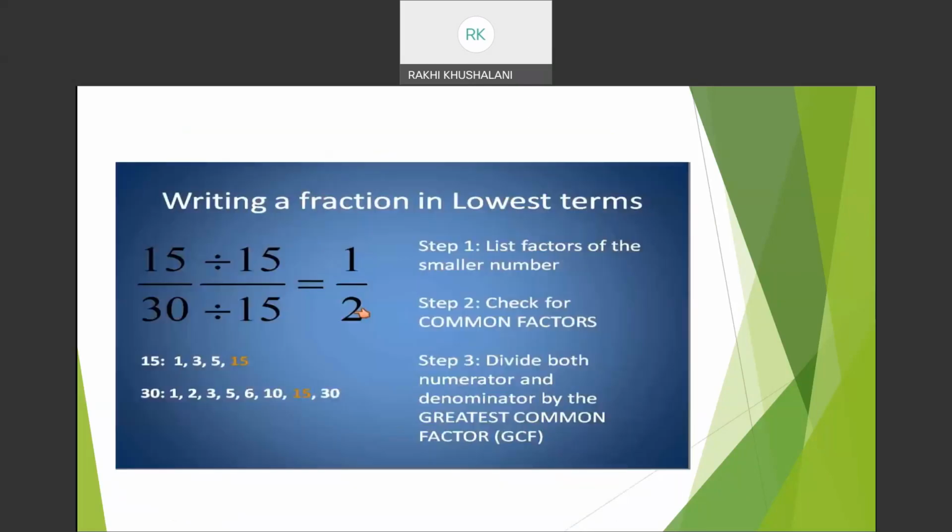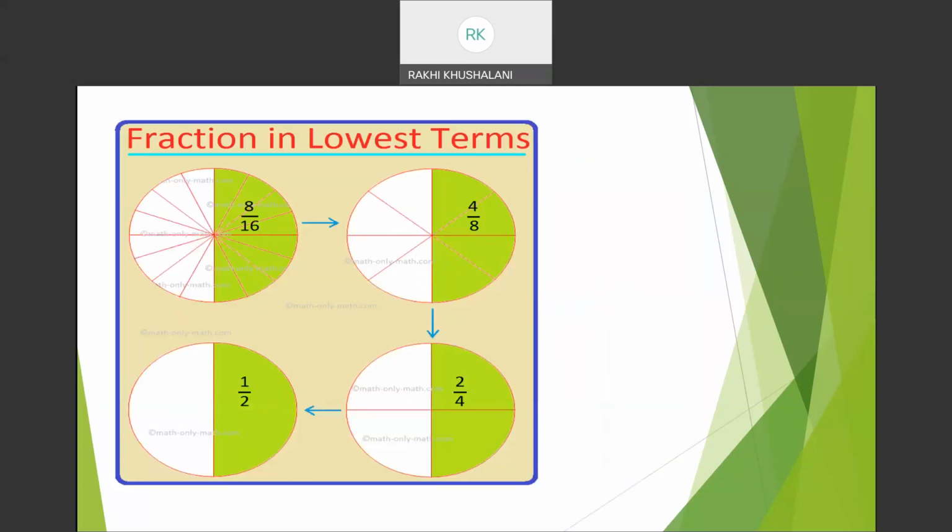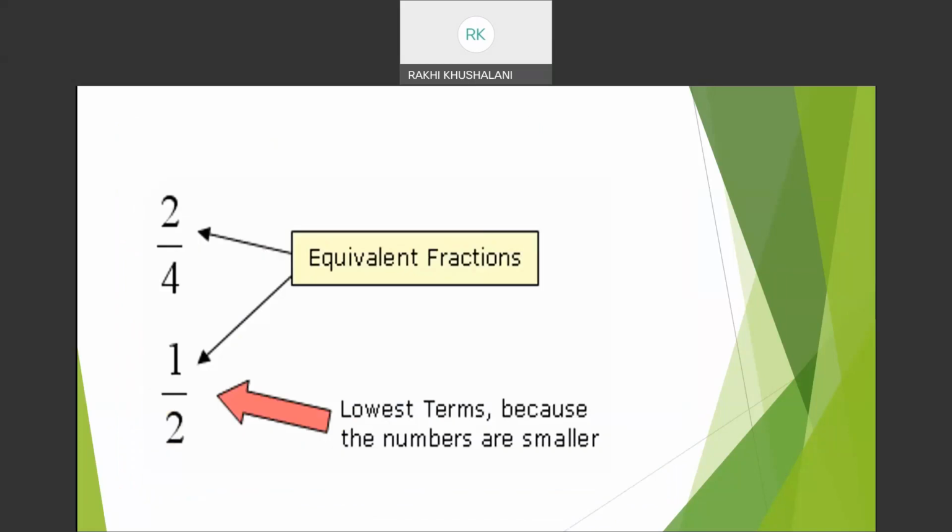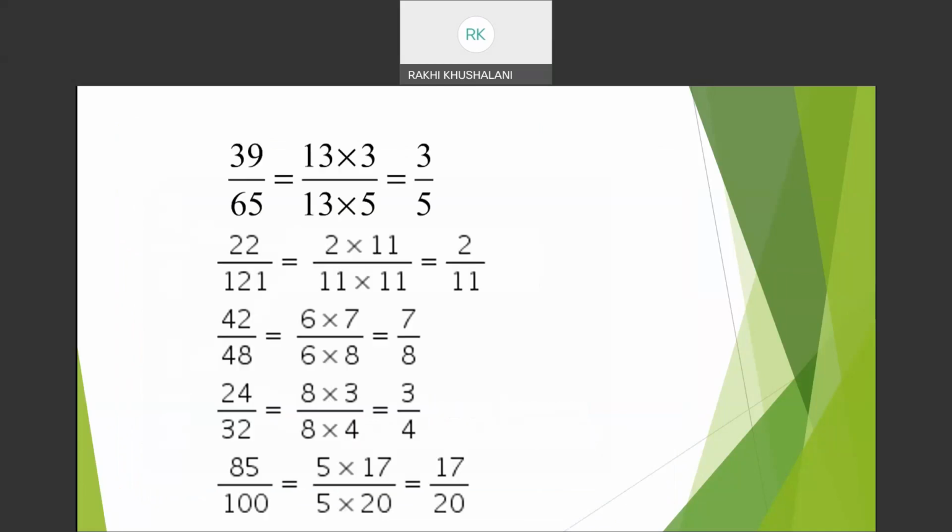But suppose you get a bigger number, let's say 245 by 300. So what are you going to do? You just cannot go on dividing, right? So you have to find out the greatest common factor between them. Now 2 by 4 and 1 by 2, they both are equivalent and 1 by 2 is its lowest form.